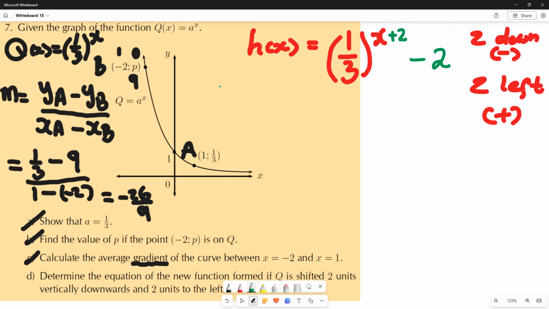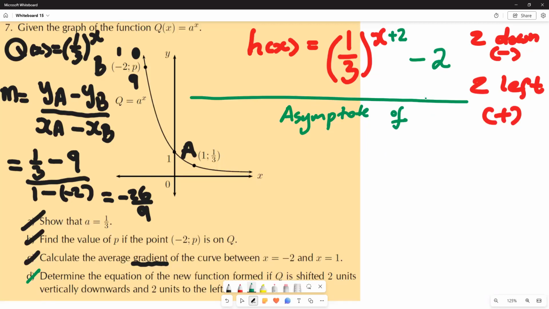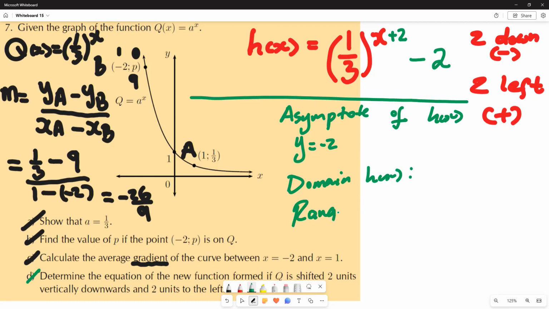And that's it about this revision, ladies and gents. Before I conclude, let's just do quick additions. I'm going to add finding the asymptote of h. For h of x, the asymptote will be y equals -2. You always take this number here. And then let's do the domain and range of h of x. I'm just doing additions here.